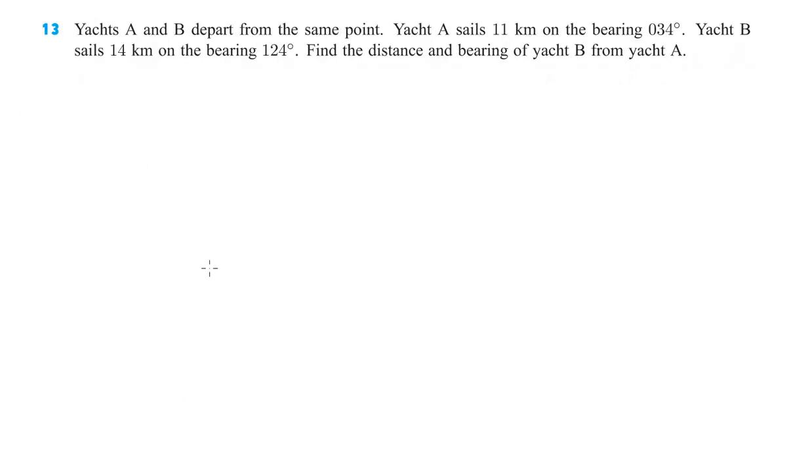So let's look at one last one here. Yachts A and B both depart from the same point. Yacht A sails 11 kilometers at the bearing of 34. So let's say they start from here.